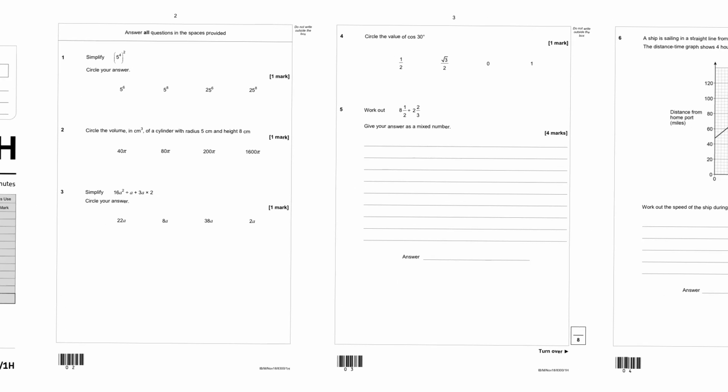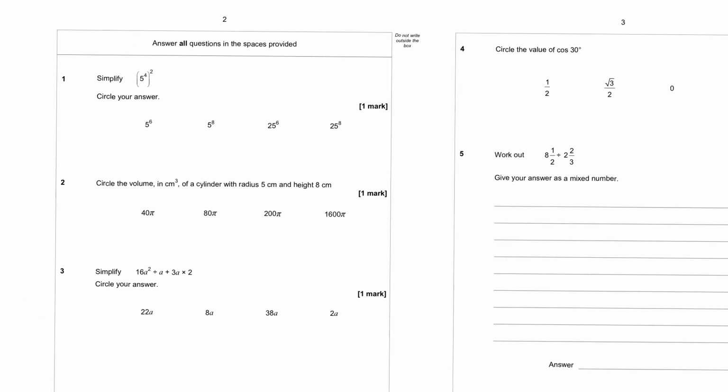All right. So, if we have a look at question one. Question one, 5 to the power of 4 and then bracket squared. What that basically means is whenever you've got a bracket around a power, you're going to end up multiplying the powers. So you end up doing 4 times 2, which is 8. So your final answer would be 5 to the power of 8. So it'll be that one.